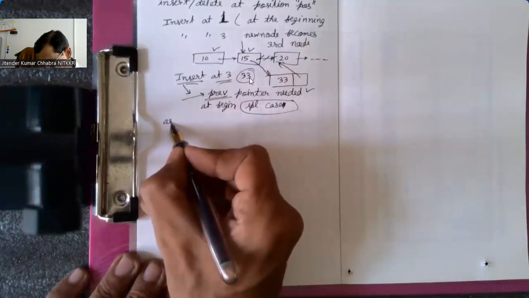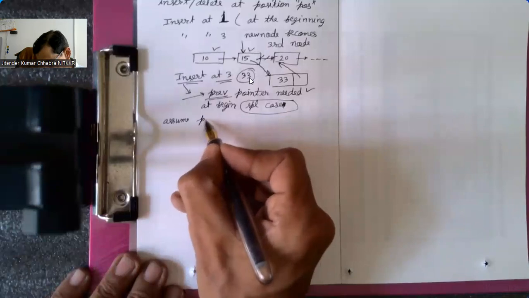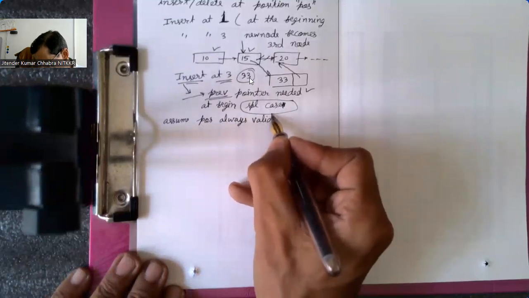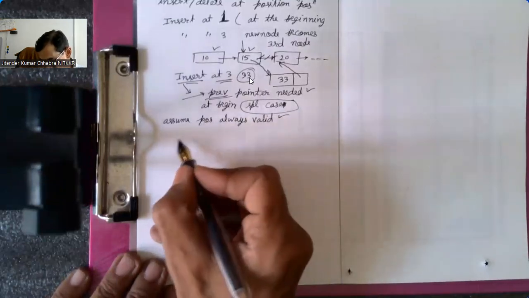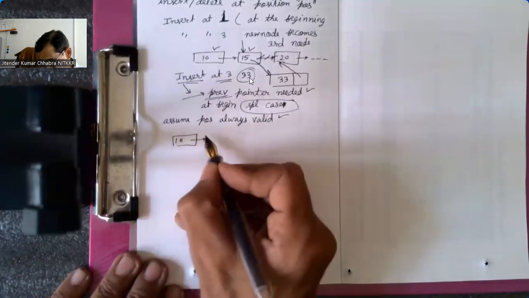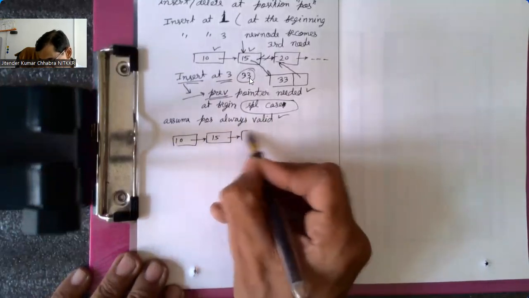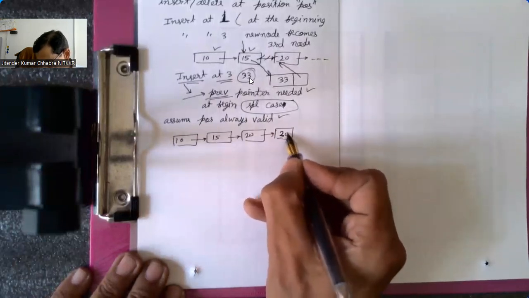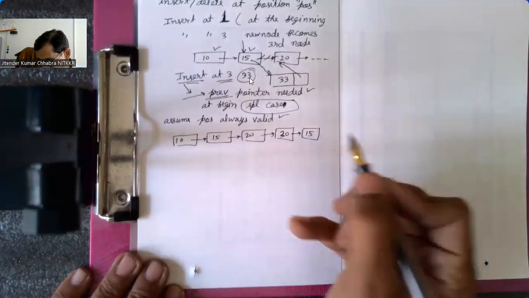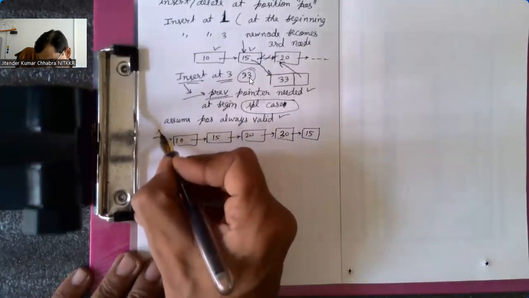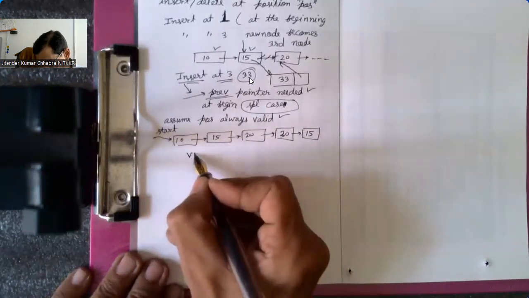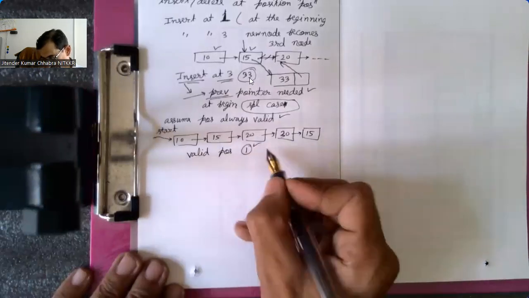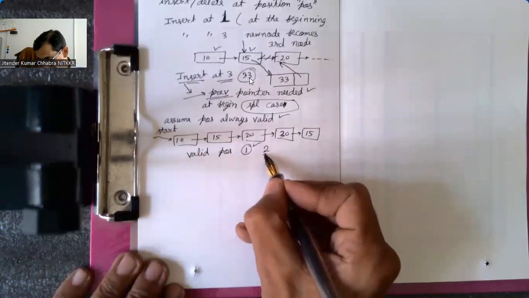So if I assume that my position is always valid, that will mean no invalid cases to be handled. Then let's say I have a linked list like this, 10, 15, 20, let's say 20, 30, then let's say 15, and so on. This is start. So here, valid position effectively means position can be 1. That will mean at the start. It can be 2. 2 will mean after 10.